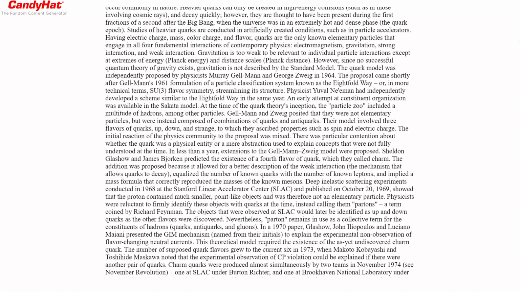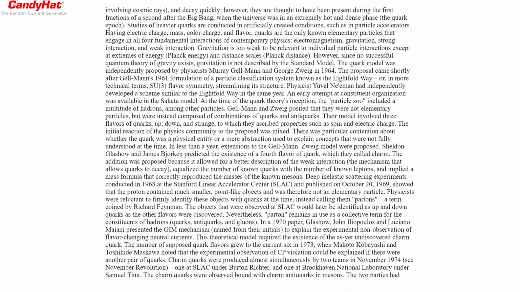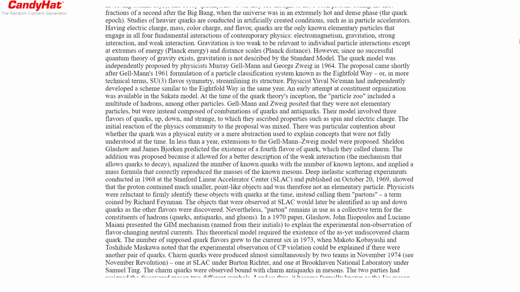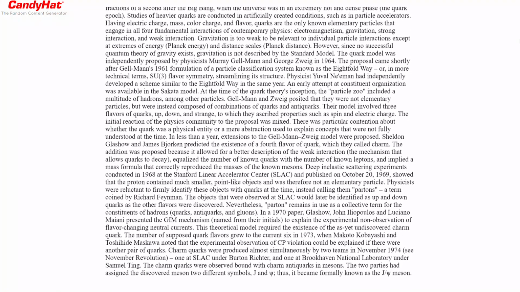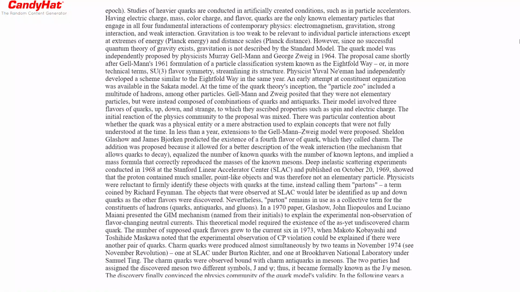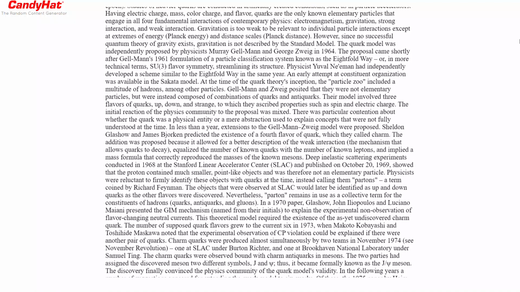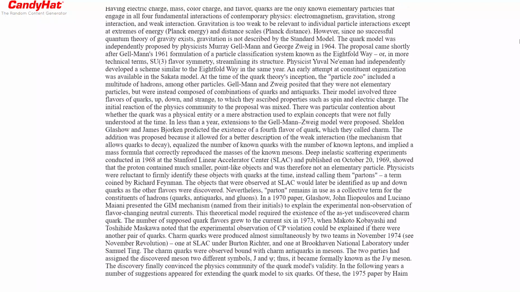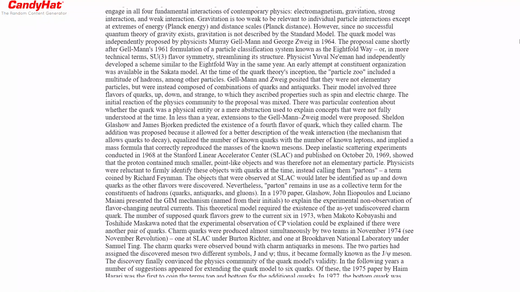Charm quarks were produced almost simultaneously by 2 teams in November 1974, see November Revolution, one at SLAC under Burton Richter, and one at Brookhaven National Laboratory under Samuel Ting. The charm quarks were observed bound with charm antiquarks in mesons. The 2 parties had assigned the discovered meson 2 different symbols, J and psi, thus, it became formally known as the J/psi meson. The discovery finally convinced the physics community of the quark model's validity.